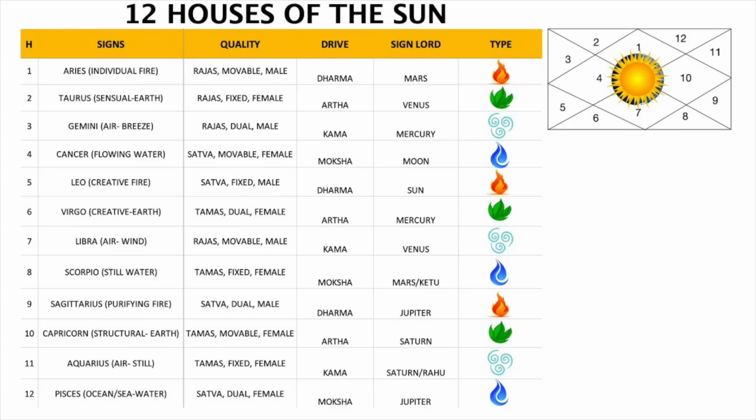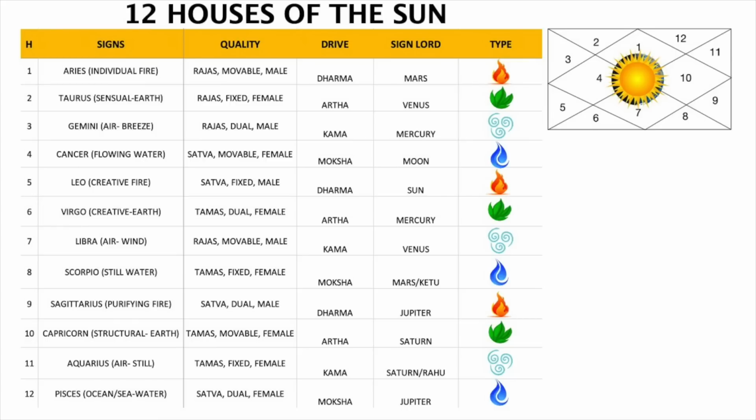Next fire sign, number 5, is Leo, creative fire. It is sattvic, it is fixed, and it is a male sign. And its purpose is Dharma again. The drive is Dharma. And the ruler is the sun. That's also the second fire sign.